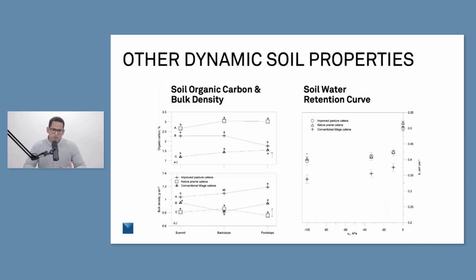And then we saw some differences in bulk density across all three sites as well, which makes sense. We see differences in bulk density across the land uses. And then we also saw an impact on the actual soil water retention curve of these three sites as well. So we saw a big difference, especially from the conventional tillage site to the improved pasture and native prairie, in the retention properties and what that looked like.